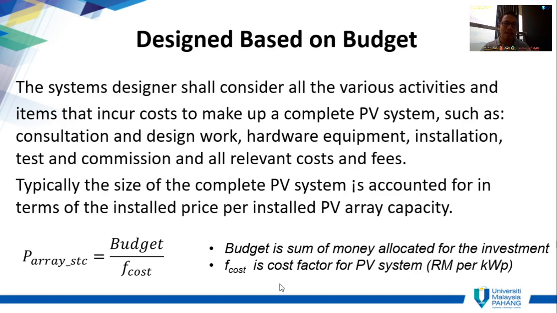F_cost is the cost factor for the PV system, in ringgit Malaysia per kilowatt peak, for our case, because we are in this nation, so that's why we use ringgit Malaysia. This F_cost is proposed by the system designer. They consider all the installation cost per kilowatt peak, such an amount.